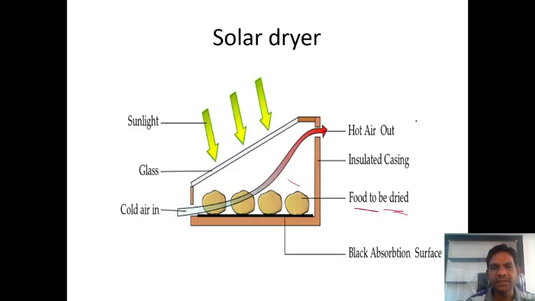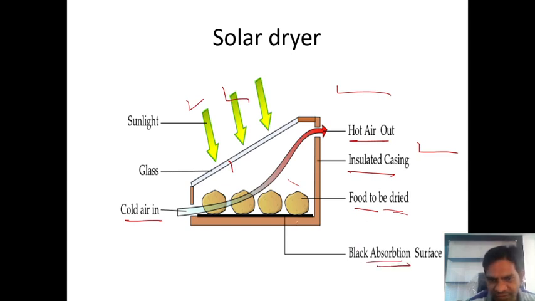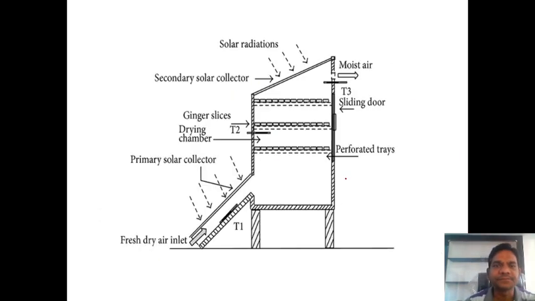This figure also, this one also. So many diagrams will be available on the net. I selected this diagram from the net. An insulated casing will be there. I provide the insulated casing to avoid heat losses from the system to the surroundings. That's why the insulating system is provided, guys. The cold air comes in, and the cold air becomes hot. This is the glass, this is the sunlight, this is the food to be dried, and the black absorption surface is to absorb a lot of radiation. So these are the various components of the solar dryers.